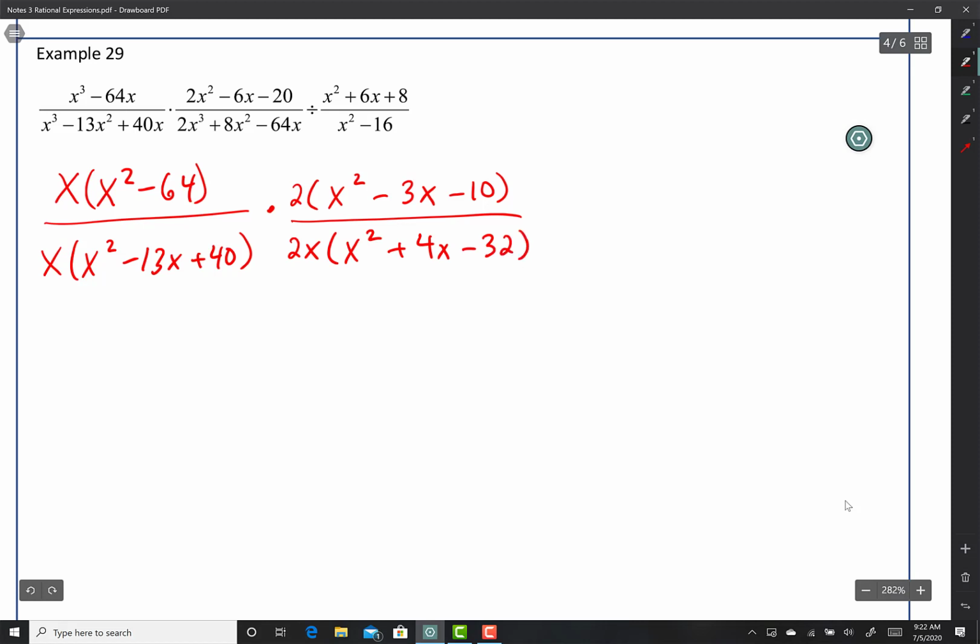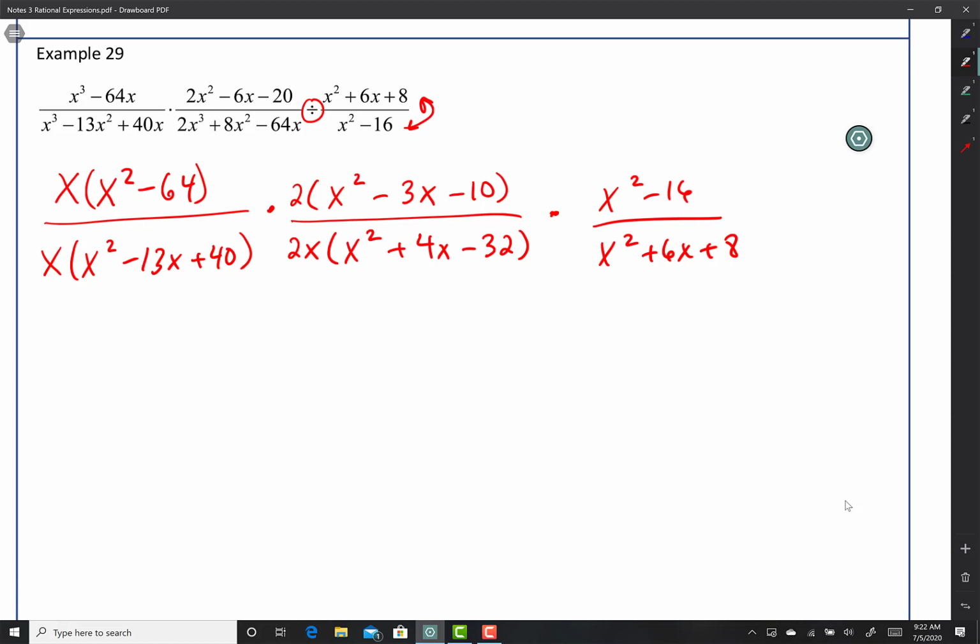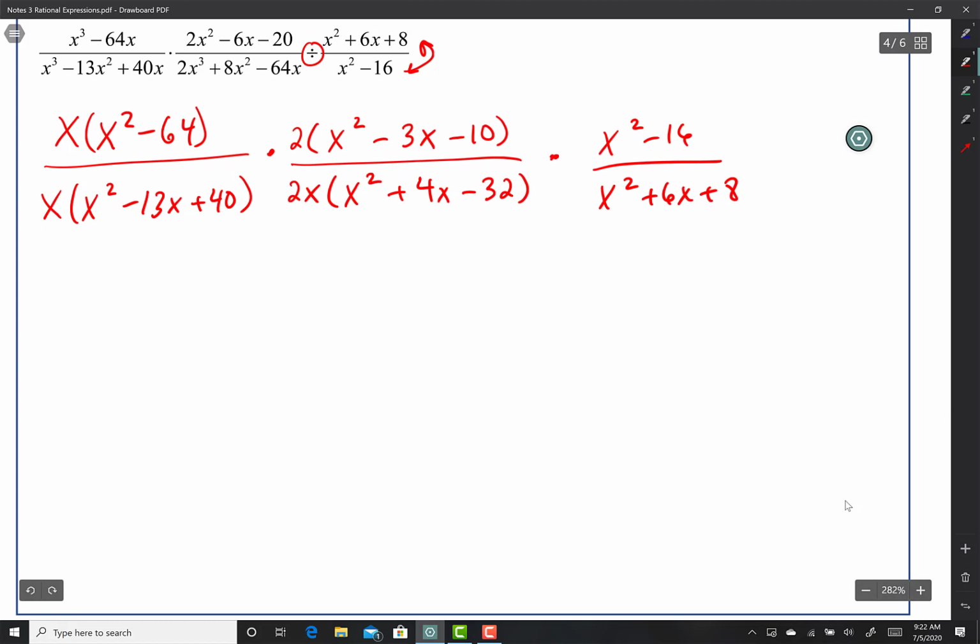Okay, I hope we're still good, guys. I'm going to put a little dot there. And then let's see, I'm going to keep, change, flip, right? So now on the top, I'm going to have x squared minus 16 over, I'm just flipping these because I changed the division sign to a dot, to a multiplication, over x squared plus 6x plus 8. All right, I hope we're still good. Let's continue. So now I'm going to go ahead and cancel.